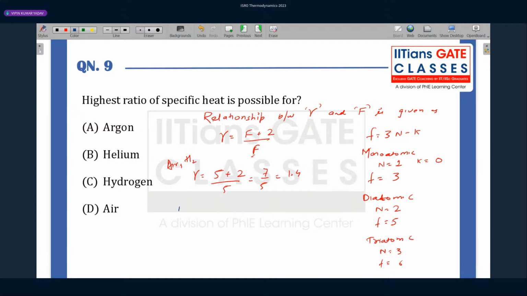For helium, what is F? It is 3, so (3 plus 2) by 3, so 5 by 3, which is 1.67. Okay. So helium has a higher ratio of specific heats compared to the other gases. So helium is the correct answer. Let's move on.